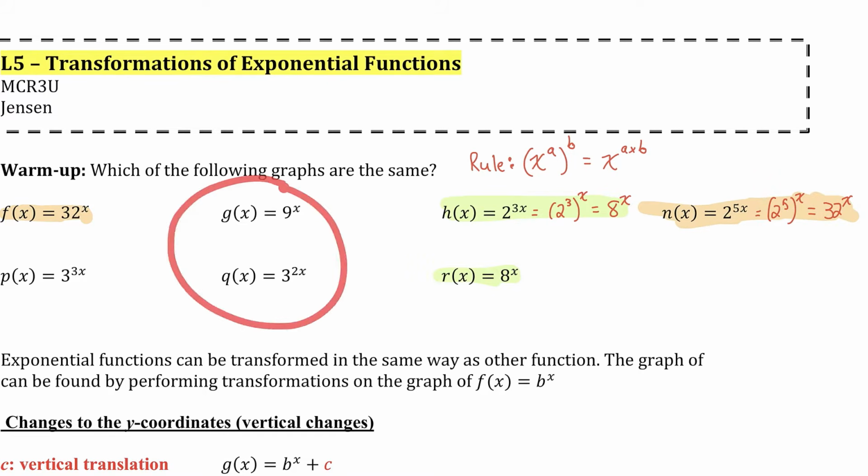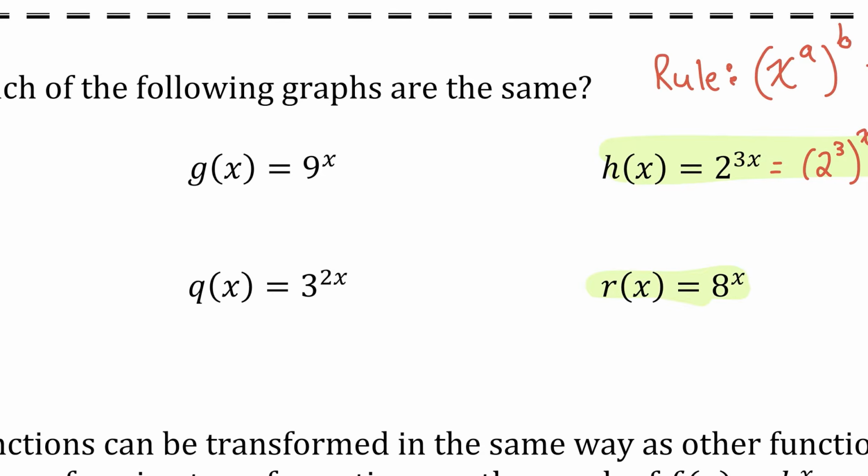And lastly, I notice those are a pair as well. If I zoom in, I could rewrite 3 to the power of 2x as 3 squared to the power of x, which is 9 to the power of x. So that, of course, is equivalent to the g at x function.